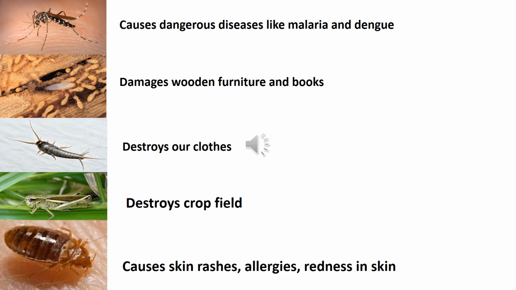Silverfish, they are mostly active at night and silverfish cause damage to books, stored food, clothes, etc. They live in damp places. Locust is very dangerous for the crop fields because it destroys the crops. Bedbugs also feed on human blood. They bite usually at night and it causes skin rashes, allergy, redness in the skin, etc.